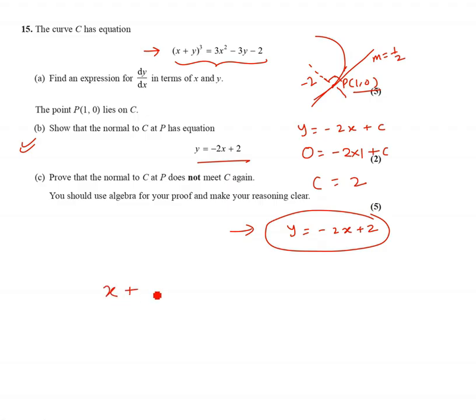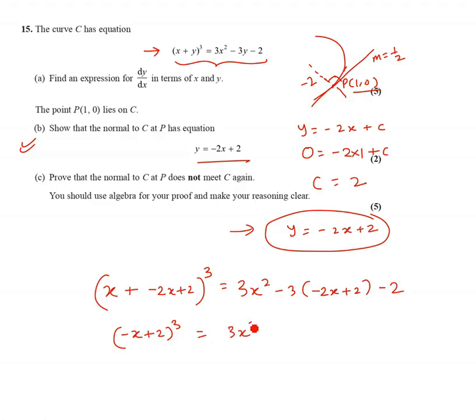So x plus y, where y is minus 2x plus 2, whole cube, equals 3x squared minus 3 times y, where y is minus 2x plus 2, minus 2. So this becomes x minus 2x, which is minus x plus 2, whole cube, equals 3x squared, minus 3 times minus 2 is plus 6x, minus 6 minus 2. Now when you expand this, you can use minus x plus 2 times minus x plus 2 times minus x plus 2 equals 3x squared plus 6x minus 8.